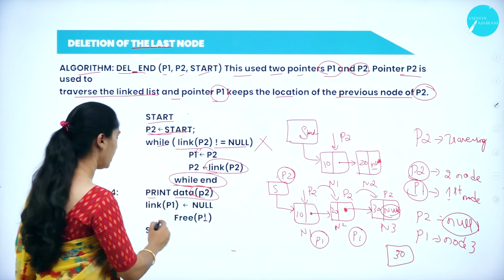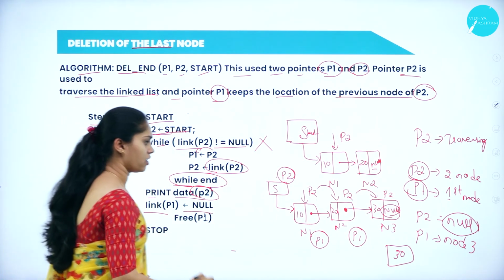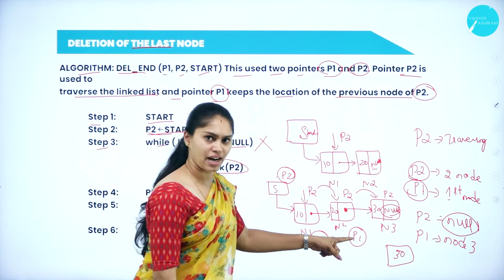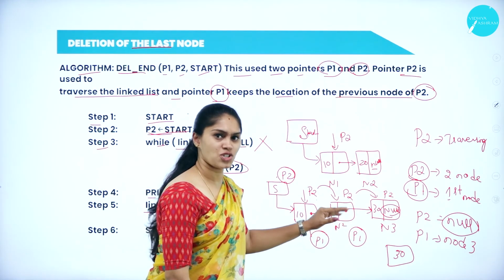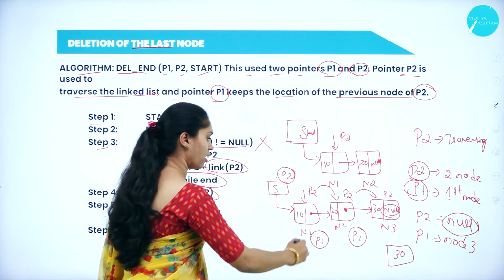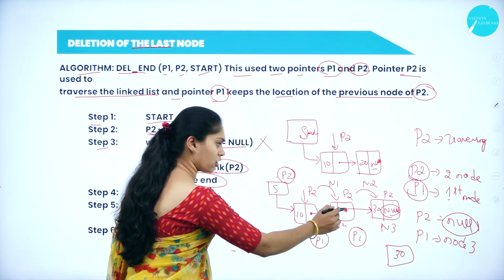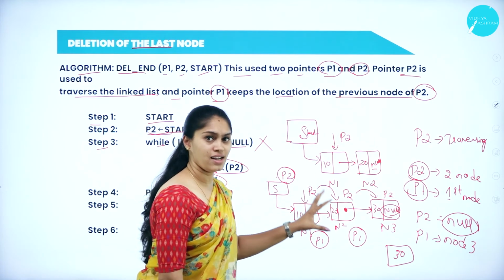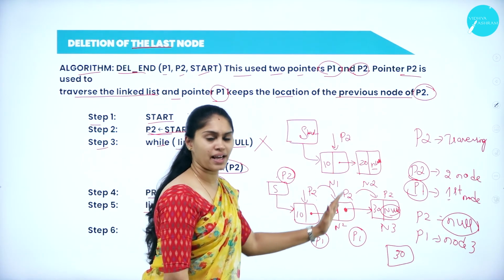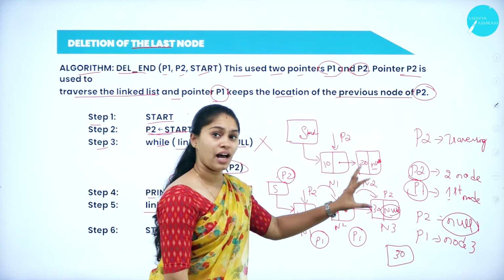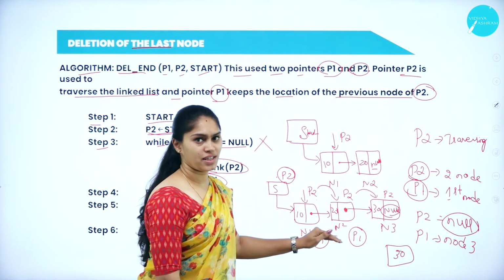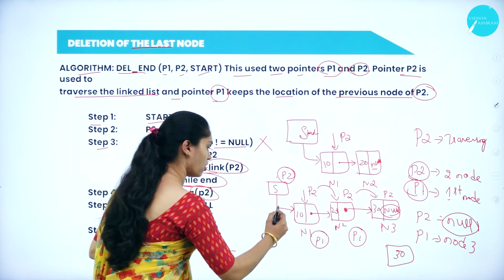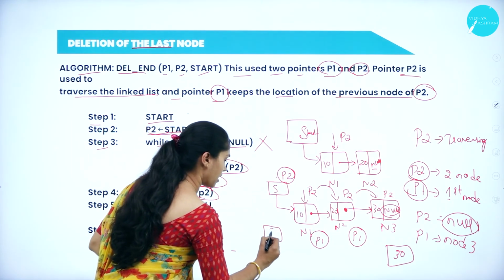After that, link of P1 to null. What we have in P1 right now? Where is P1? P1 is pointing to the location of node 2. So now I have to make the link of this P1 as null right now. I have to display the content of last node, and I have to make the address or a link of the previous node as a null. So how it will going to happen right now then?